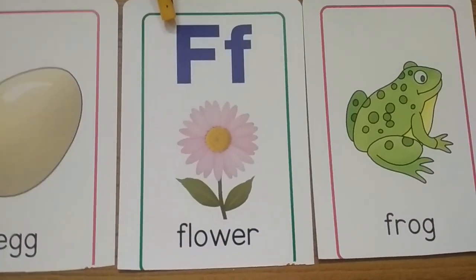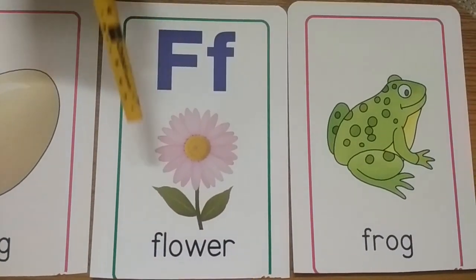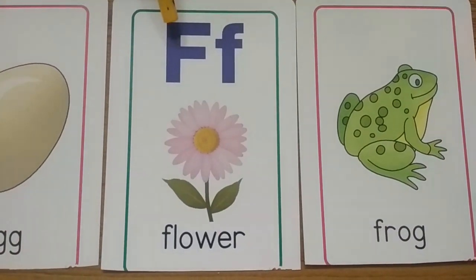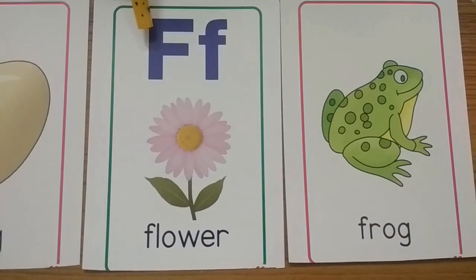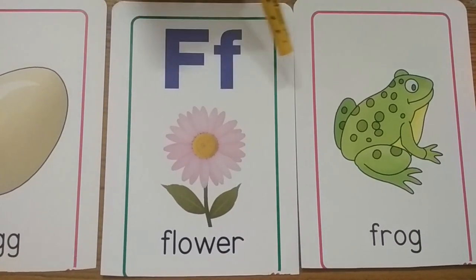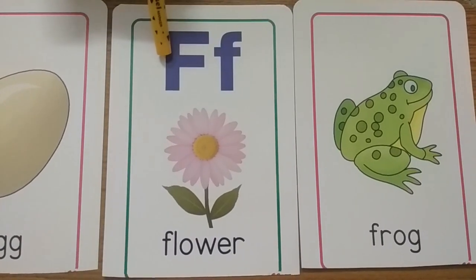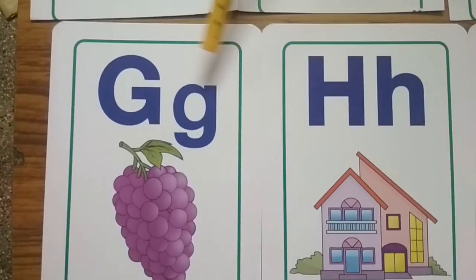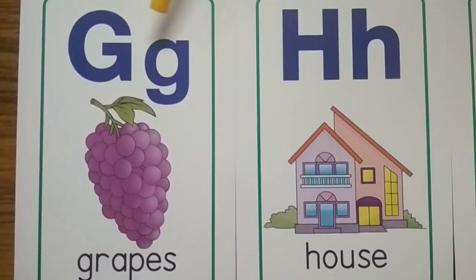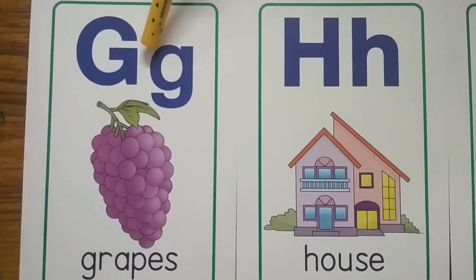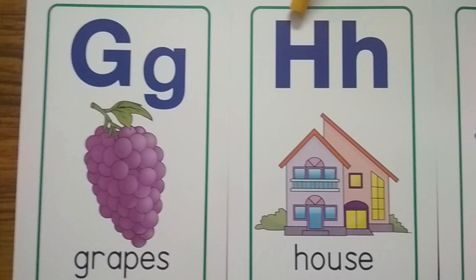Now this is capital F and small f. F for flower, F for frog. The sound of this letter F is f, f, frog. Capital G and small g, G for grapes. The sound of this letter is g, g, grapes.